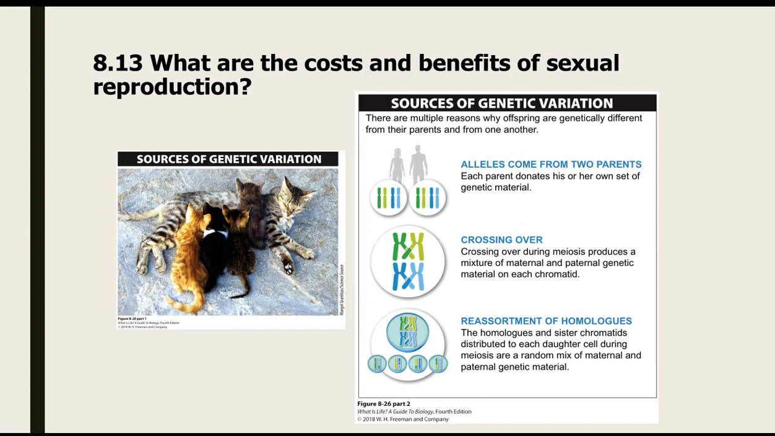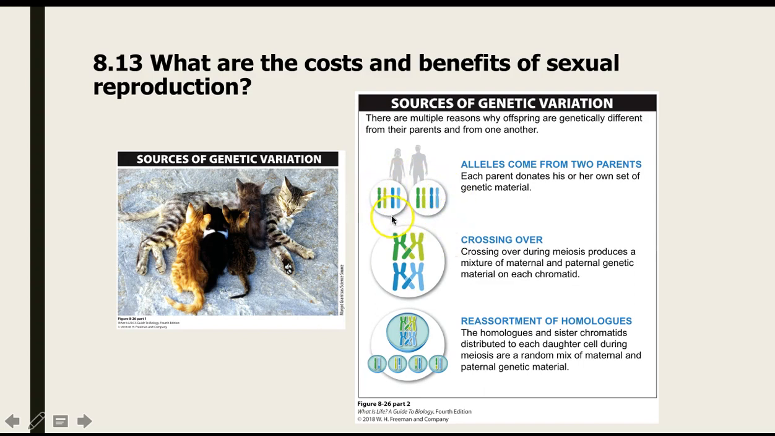Crossing over is the one that I just spent a lot of time on, right? So these are all sibling kittens and they don't all look alike. Why do they not look alike? Crossing over is a big deal, right? Maybe one of the kittens got that bit, but the other kitten got that bit, right? So that's one reason.